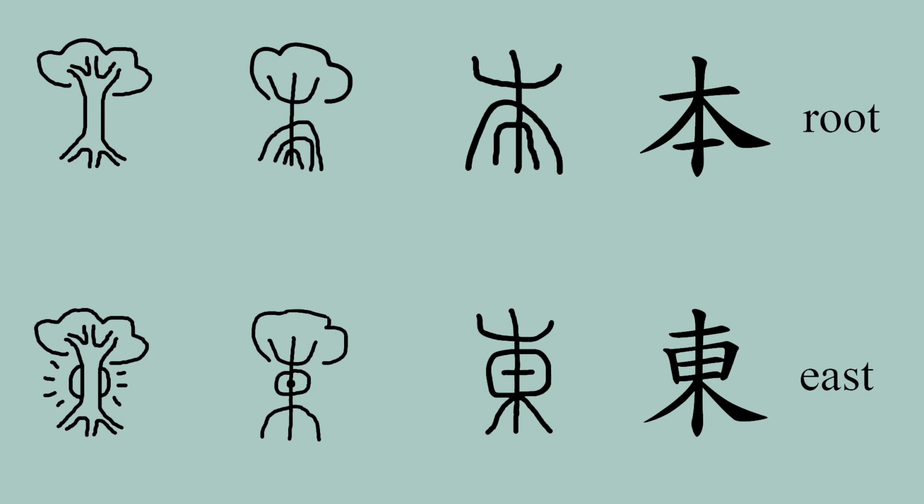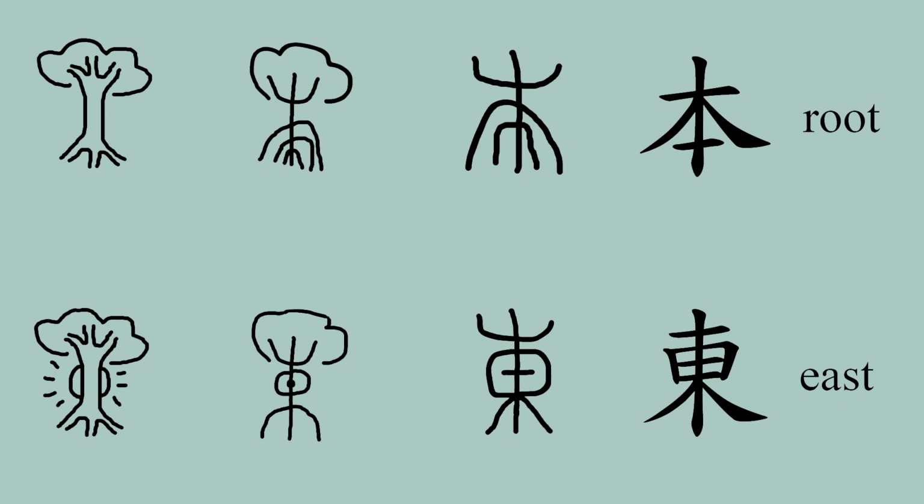To form the word for root or origin, the ancient Chinese first drew a tree, then just drew in more roots at the bottom of the tree to emphasize this portion of the picture. Then they squared and simplified the character to its current shape. So this became the written word for root or origin.